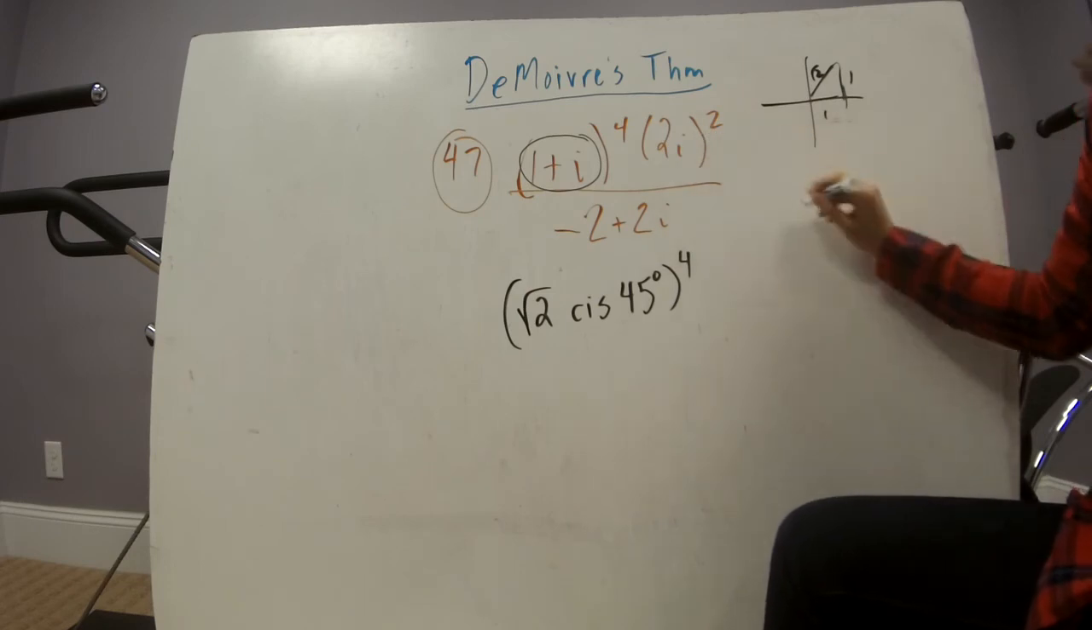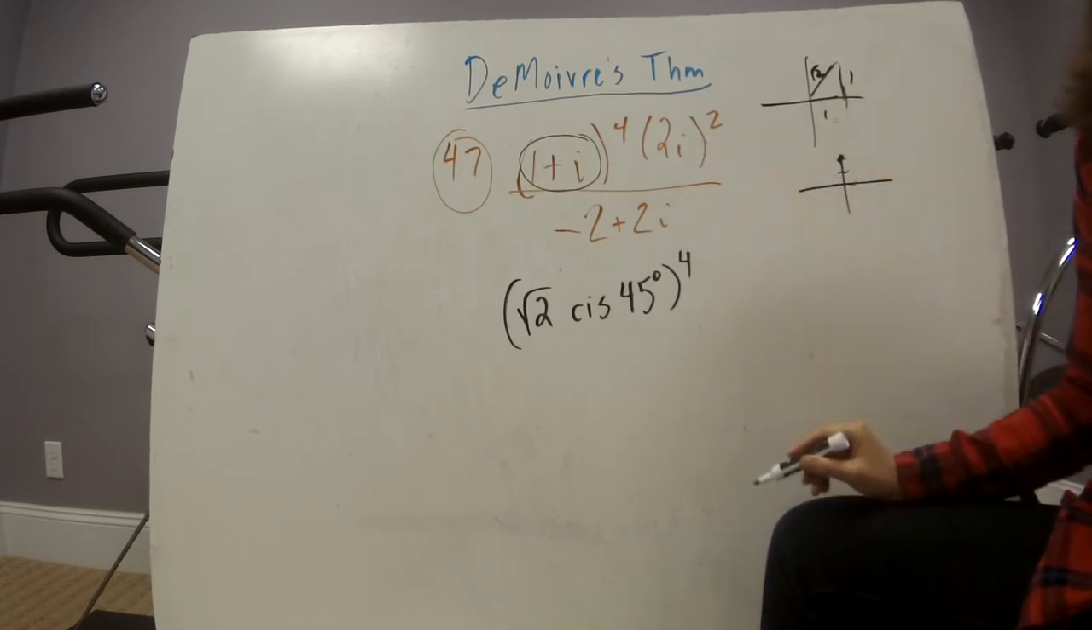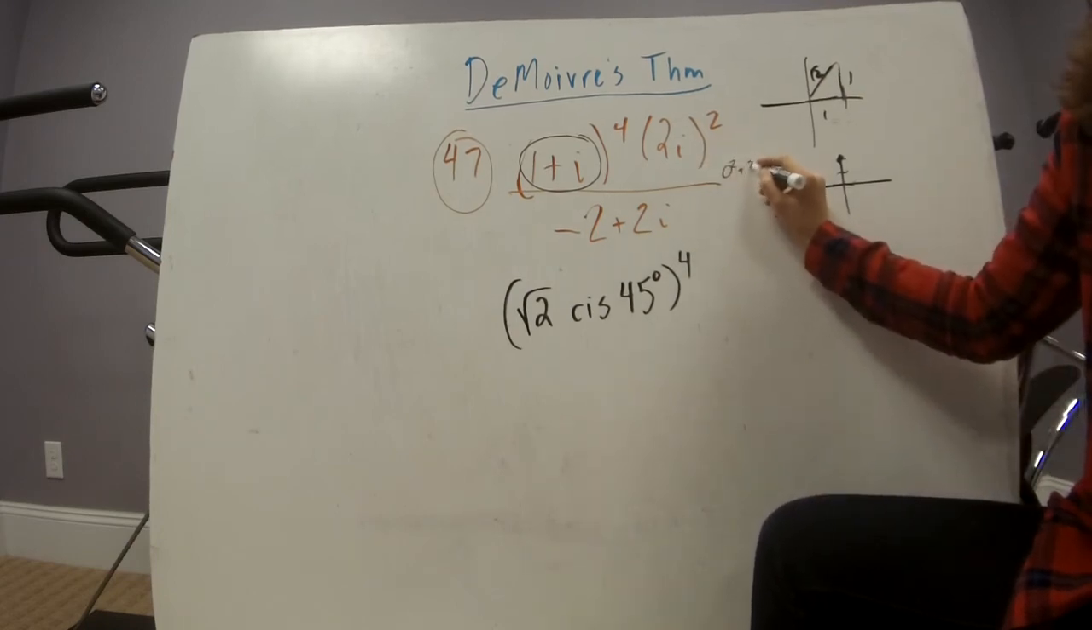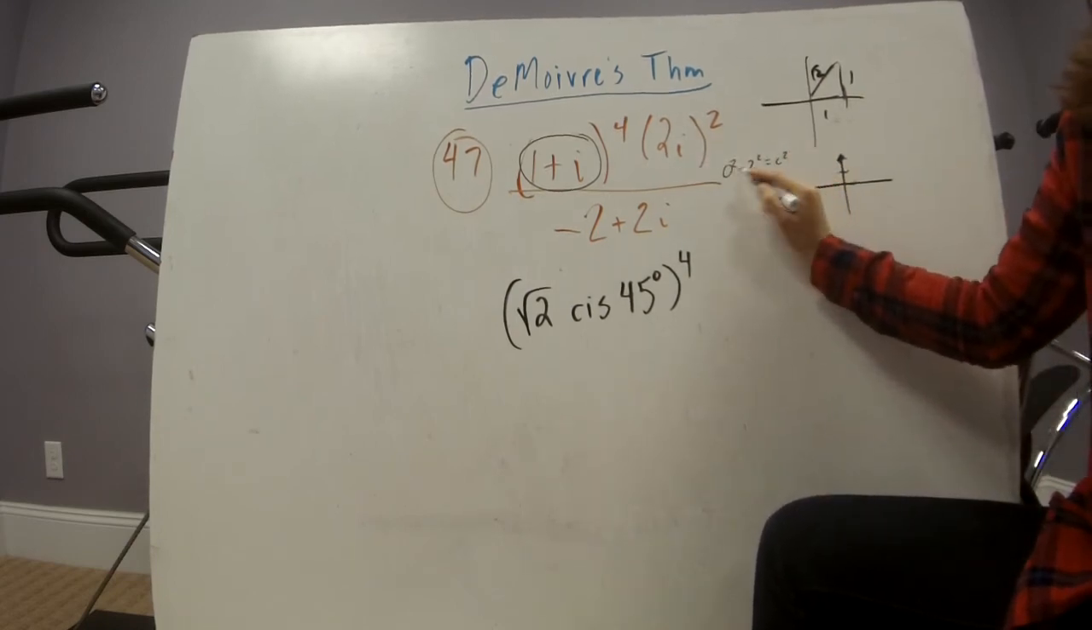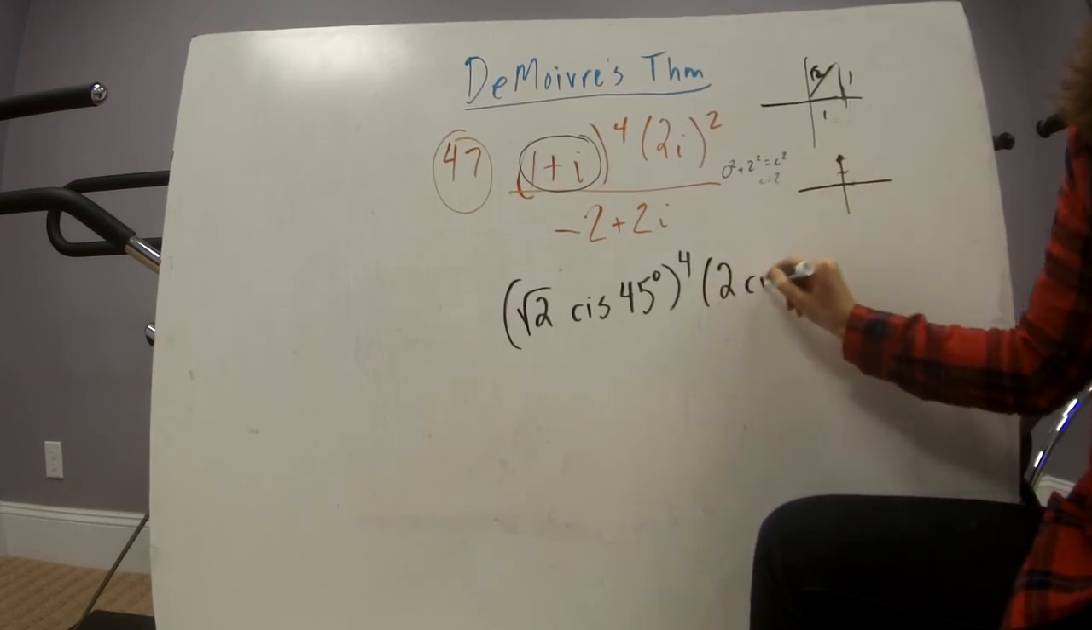2i to the 2 is a little bit weird. That's where you got to recognize, oh, I don't go anywhere in the real axis. I just go up 2, right? So this is actually 2 cis 90. If you didn't recognize that, it's just 0 squared plus 2 squared equals c squared. So that's 4. So obviously c is going to equal 2. So we know it's 2 cis something.